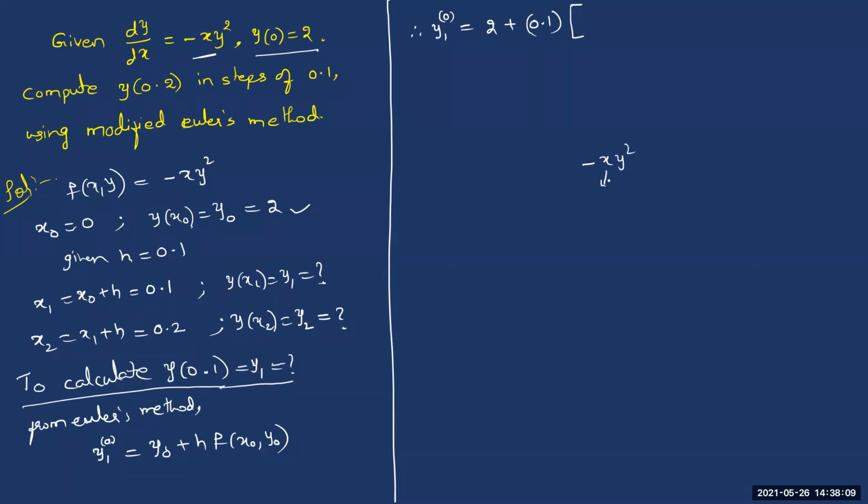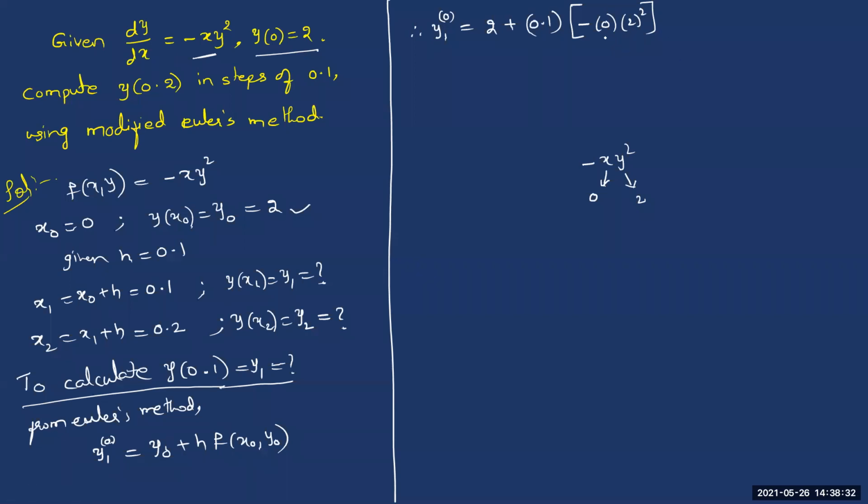In this, you should substitute x is equal to x naught, which is 0, and in place of y, you should substitute y naught. What is y naught? It is 2. So you need to substitute x is equal to 0 and y is equal to 2. So let's see what happens to this. Minus, x is equal to 0 and y is equal to 2, 2 square, so it is 2 square. In fact, if you can write it directly as 4, that will be really good.